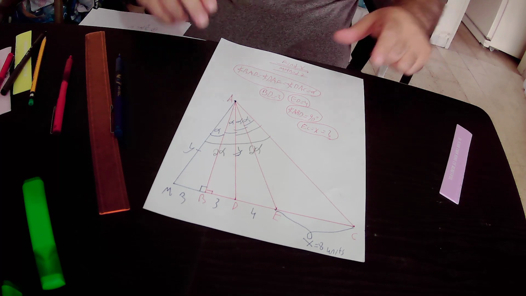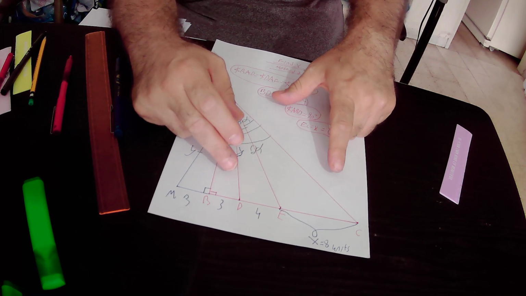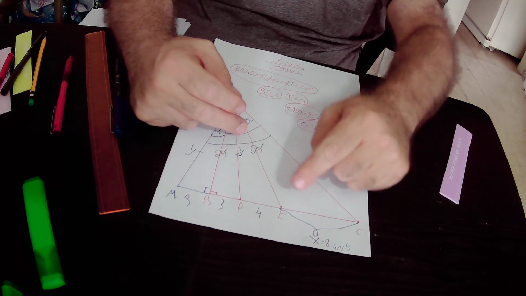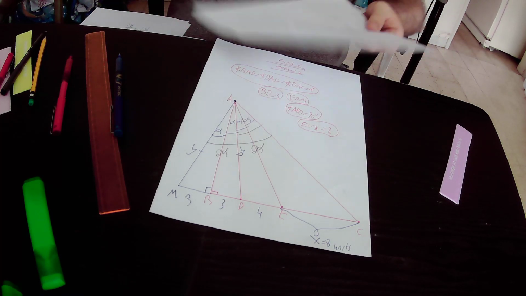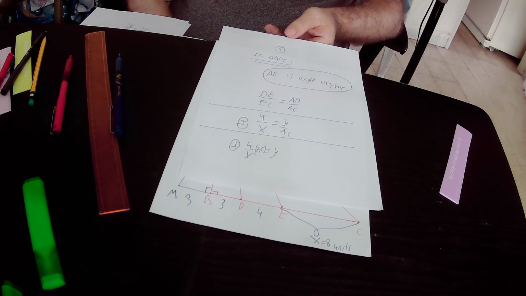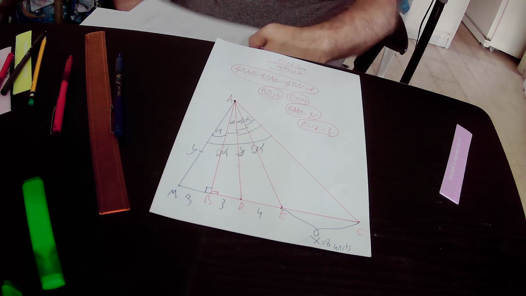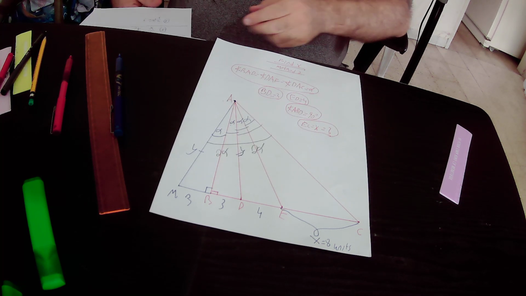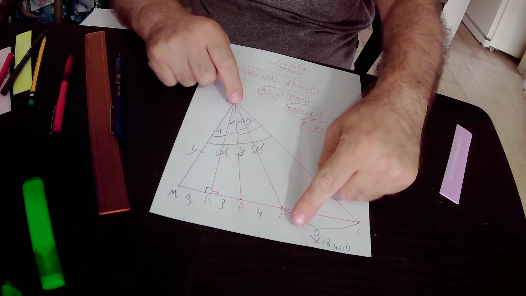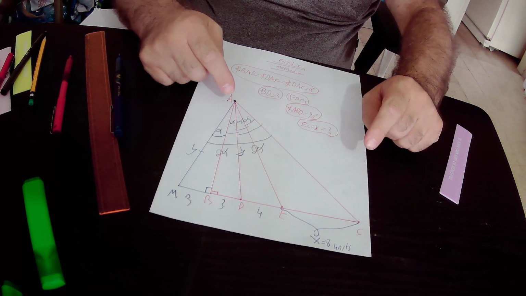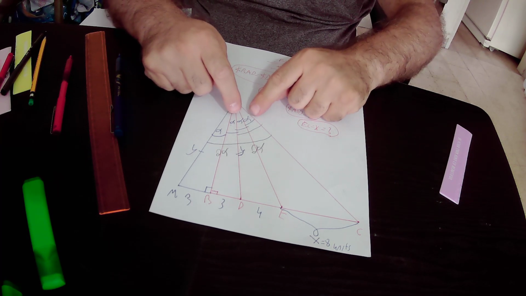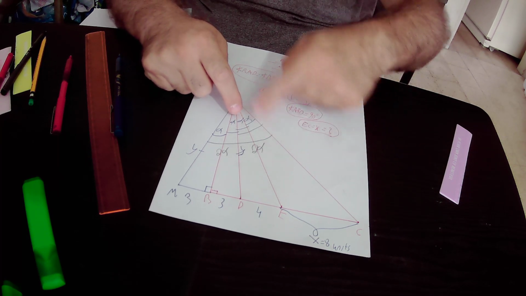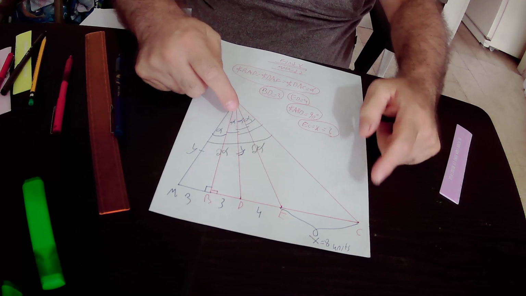Then we focused on triangle ADC. In triangle ADC, we know that AE is the angle bisector. Why is AE the angle bisector in triangle ADC? Because AE divides angle DAC into two equal parts, alpha and alpha. Therefore, AE is the angle bisector in triangle ADC.